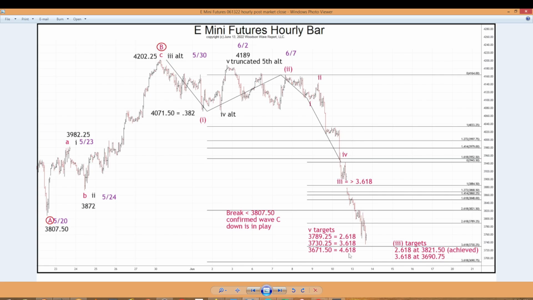There's the 3.618, and there's the 4.618. You can see over here we got the 3730. It's very close to the 3.618, okay? One or both of these targets may be hit today. We'll see how that goes.